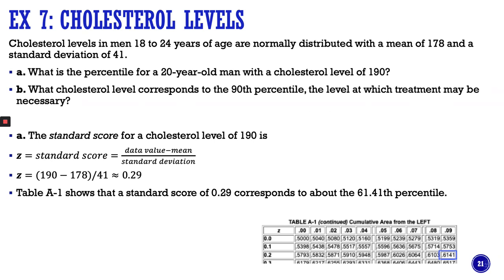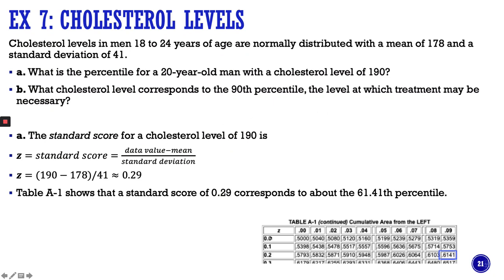Cholesterol levels. So cholesterol levels in men 18 to 24 years of age are normally distributed with a mean of 178 and a standard deviation of 41. So what is the percentile for a 20-year-old man with a cholesterol level of 190?